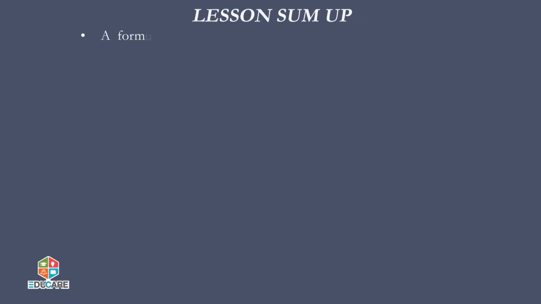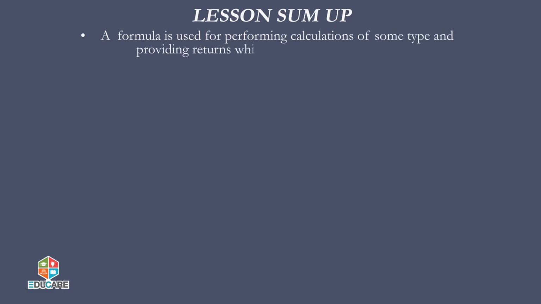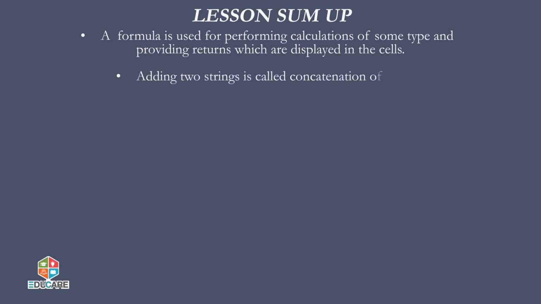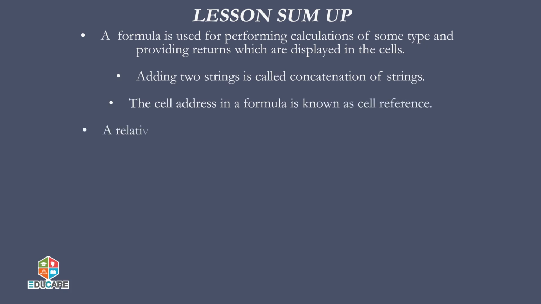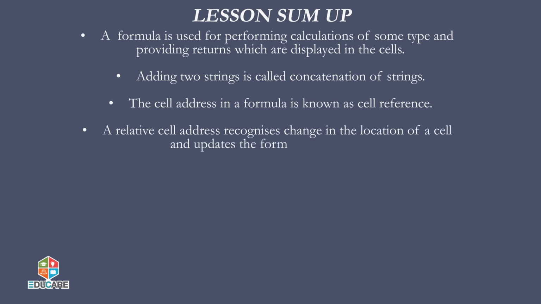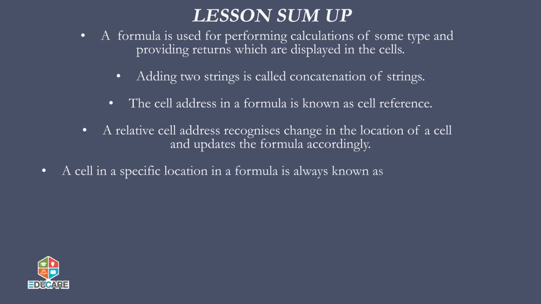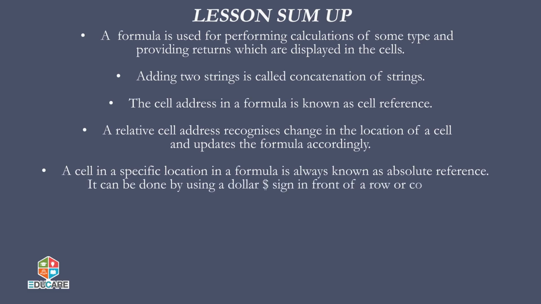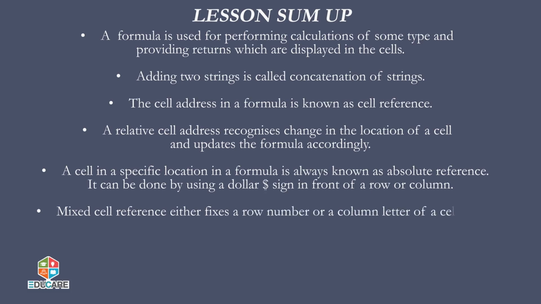Lesson sum up. A formula is used for performing calculations of some type and providing returns which are displayed in the cells. Adding 2 strings is called concatenation of strings. The cell address in a formula is known as cell reference. A relative cell address recognizes change in the location of a cell and updates the formula accordingly. A cell in a specific location in a formula is always known as absolute reference. It can be done by using a $ sign in front of a row or column. Mixed cell reference either fixes a row number or a column letter of a cell address.